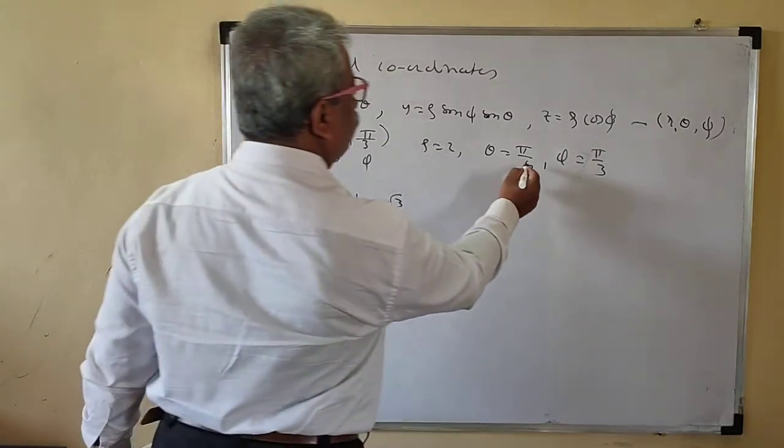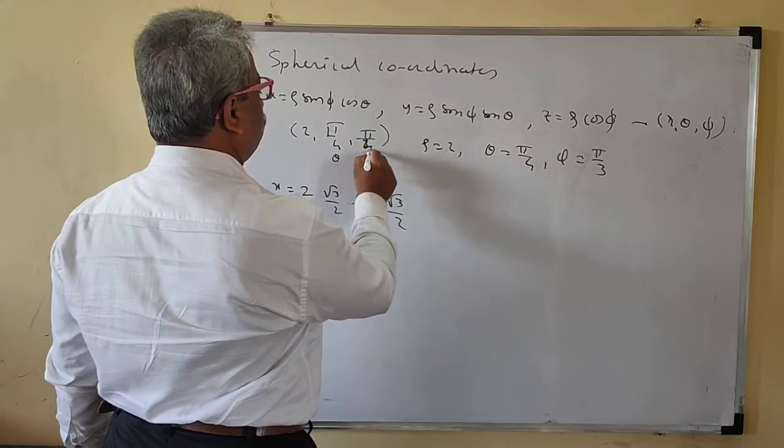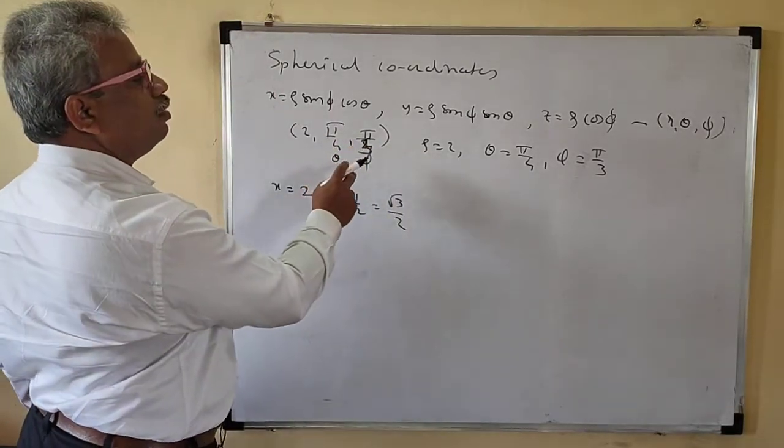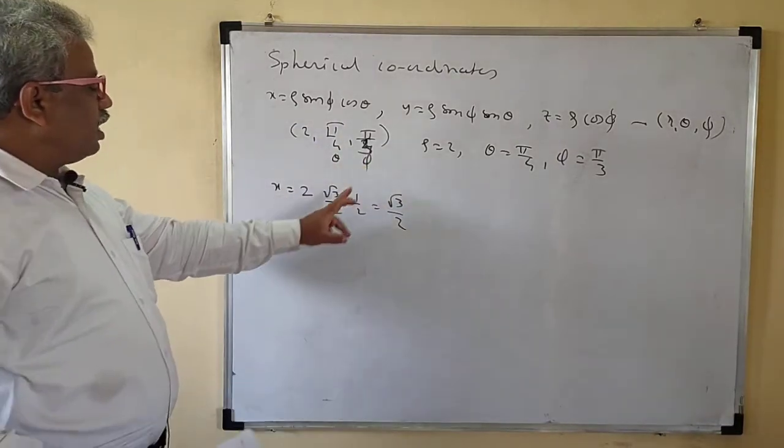Oh, this is pi by 4. Theta is pi by 4. Oh, this is pi by 3, that is correct. Okay, sine phi. Sine phi is sine pi by 3. Sine 60 is root 3 by 2.